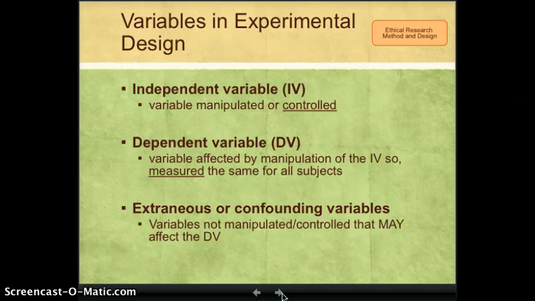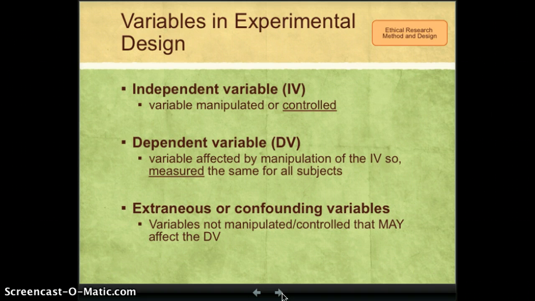The dependent variable is the variable that we hypothesize will be affected by manipulation of the independent variable. The dependent variable is measured the same for all subjects. So we want to use the same ruler, the same measuring stick, to figure out if the independent variable caused movement.